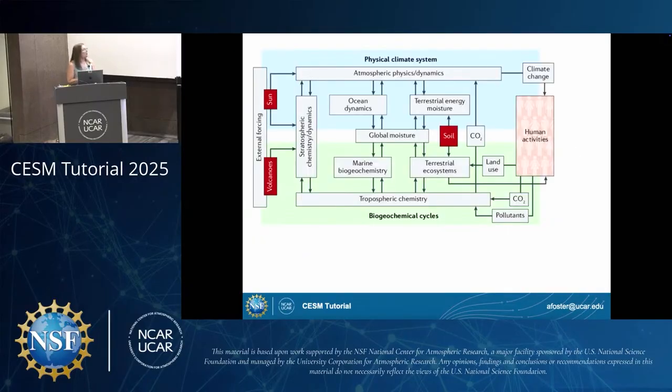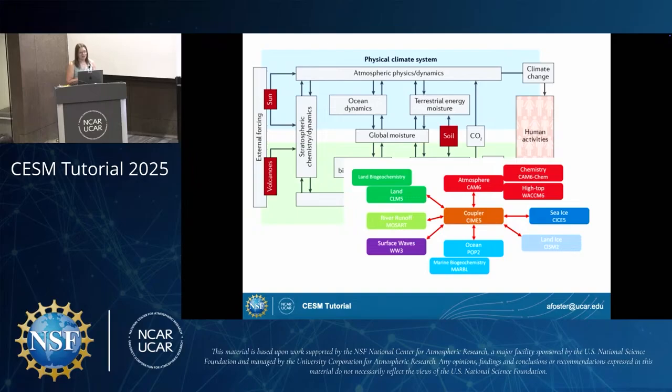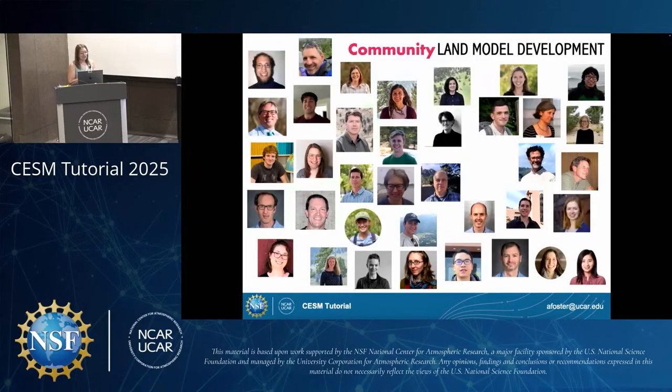Okay, so going back to the Brotherton diagram, we can map that onto a diagram showing the different components of CESM. So the land component is in green. And how do we model land biogeochemistry? With a lot of collaborators from the university. There's a lot of us here. So if you want to get involved, you definitely can. And maybe you can add your face here.